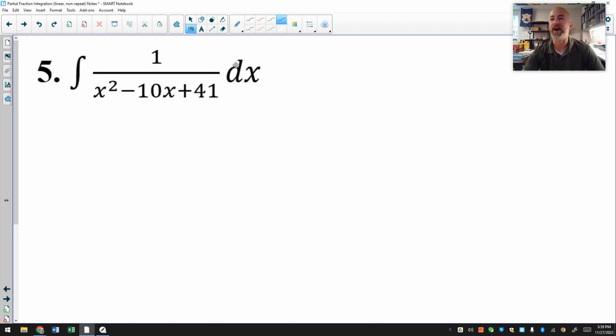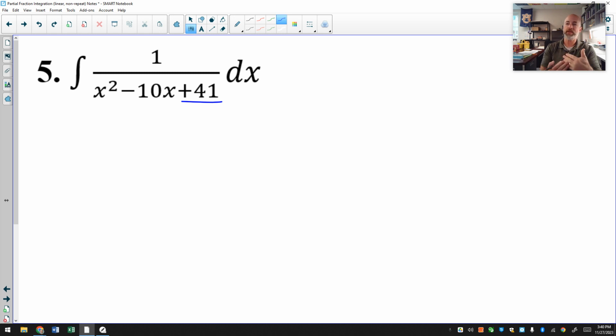But just always look for easier options before you dive into more complicated methods. And then number 5, 1 over x squared minus 10x plus 41. And this one looks like a partial fraction problem. It does. However, if you are trying to factor that, you will see that there are no integer factors of 41 that will add to negative 10. And so if it doesn't factor, that means partial fractions doesn't work.